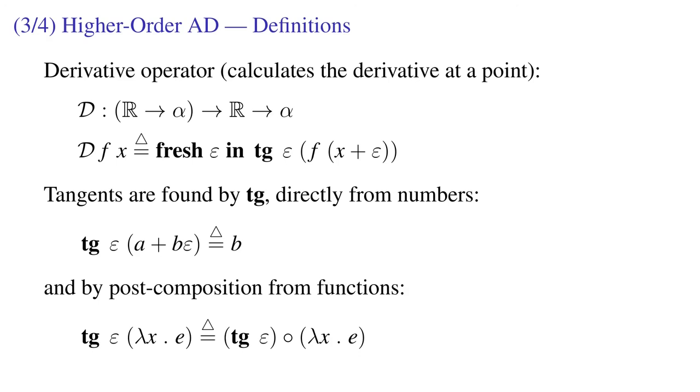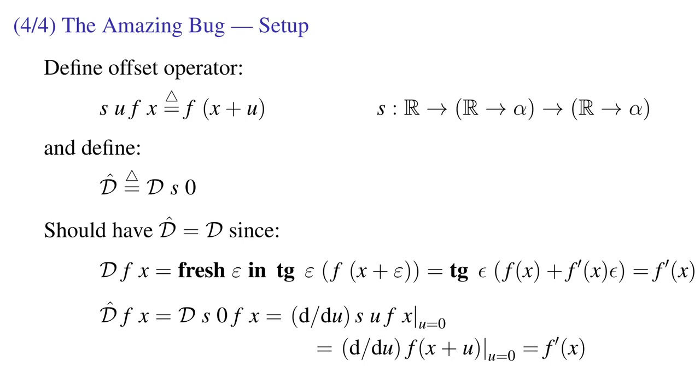Okay, now we're in a position to do something very disturbing, or quite amazing, depending on whether you like to build large correct artifacts or enjoy watching slow motion train wrecks. So I'm going to define an offset operator S. It takes an offset u and a function f and returns f offset by u. And I'm going to define D hat to be the derivative of S at the point 0.